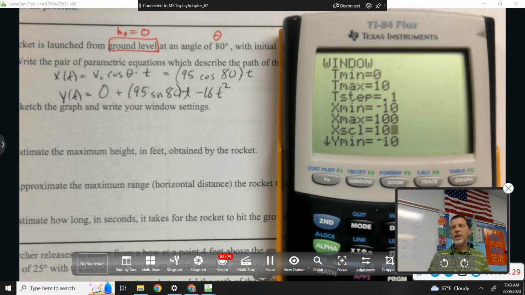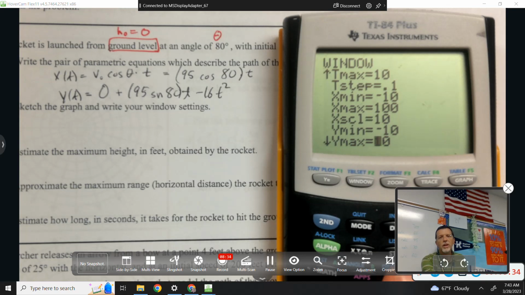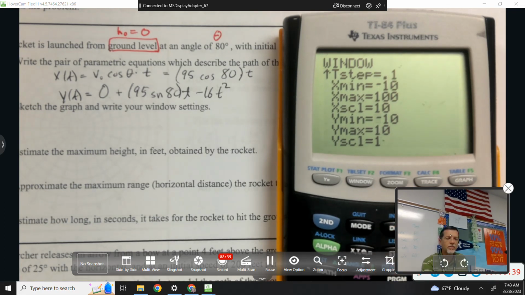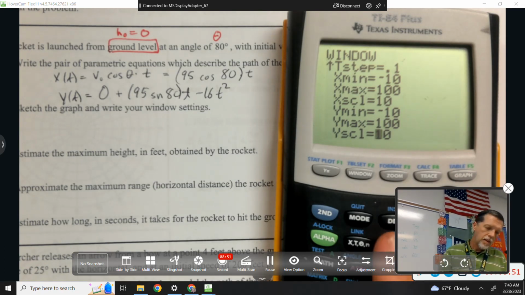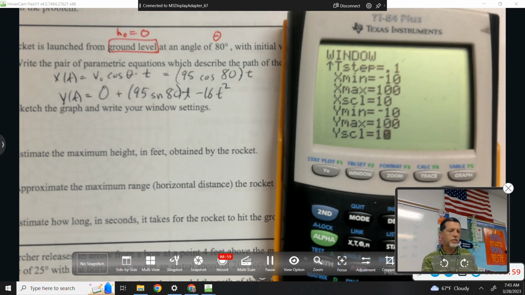I'll change my X scale to 10 because I don't want 100 tick marks on my screen. Y min, Y max, I don't know, negative 10 to 100. We're just kind of guessing right now, and then we'll see how it looks. So I'm going negative 10 to 100 for X and Y. What's the Y scale? That's how often you want a tick mark on the Y axis. It doesn't really matter, but your Y axis looks crazy if you only have one there, because then you'd have 100 tick marks. So I'm going to put a tick mark every 10.